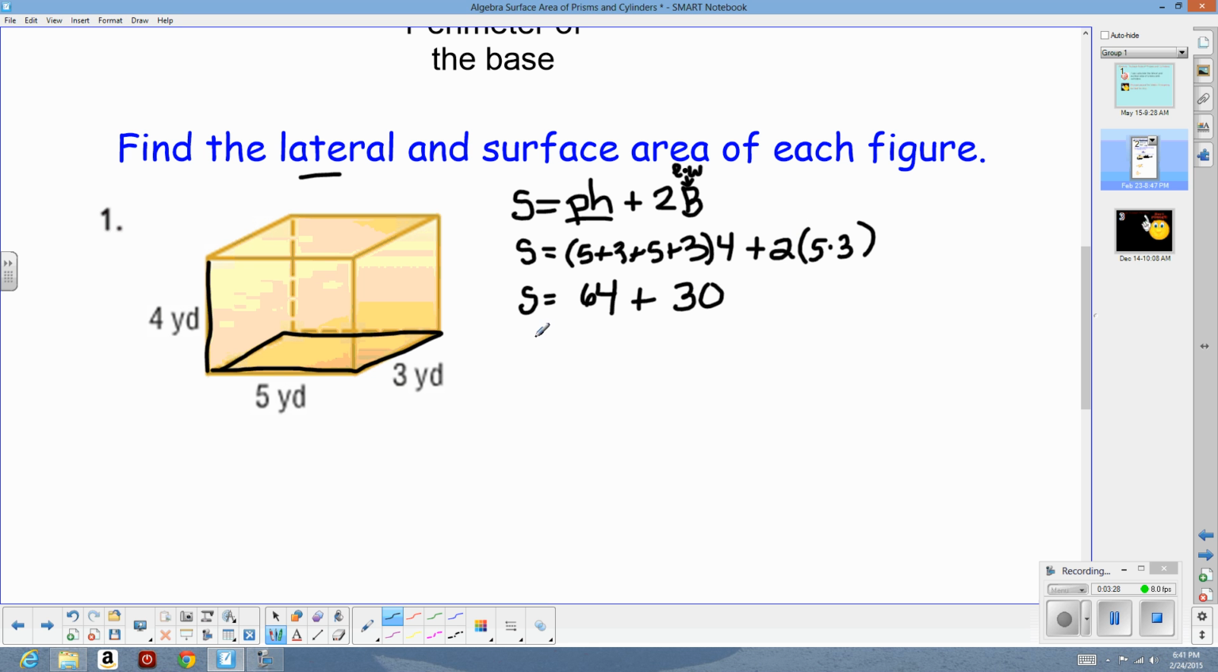So when I add those two pieces together, that's going to give us the total surface area, 64 plus 30, which is 94. And since we're talking about area, it's going to be in square units, so 94 yards squared. That's the surface area. The lateral area, I'm going to call it LA for lateral area, that's going to equal just this part here, the perimeter times the height. So it's this piece, the 64. 64 yards squared.